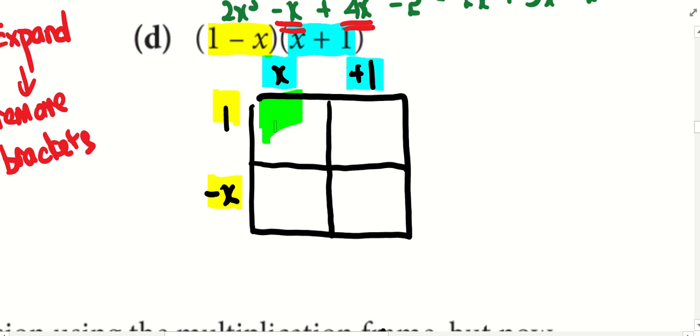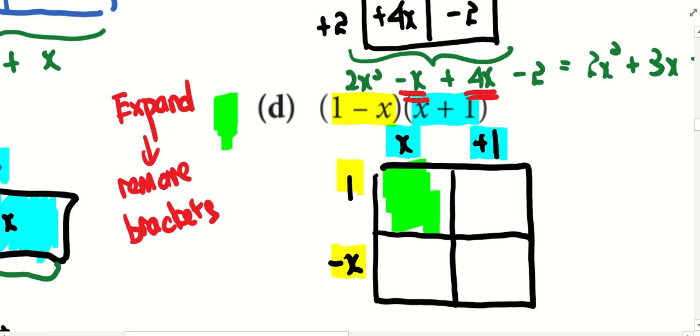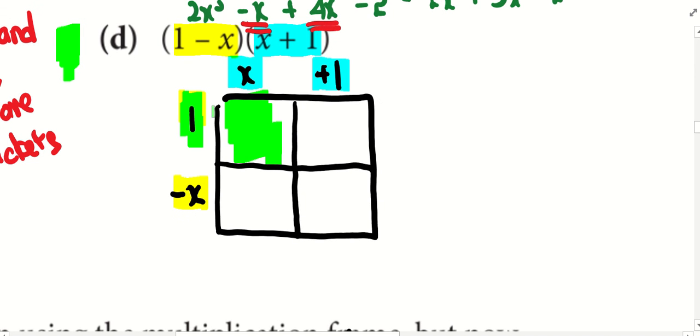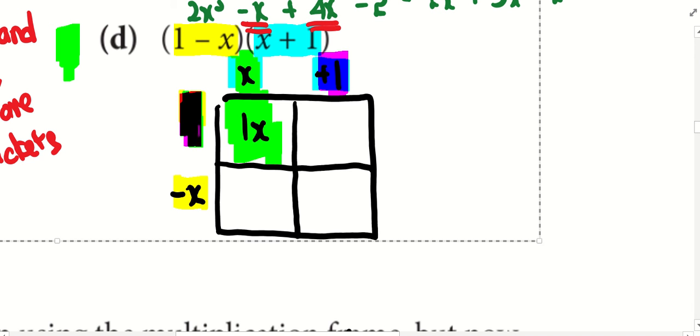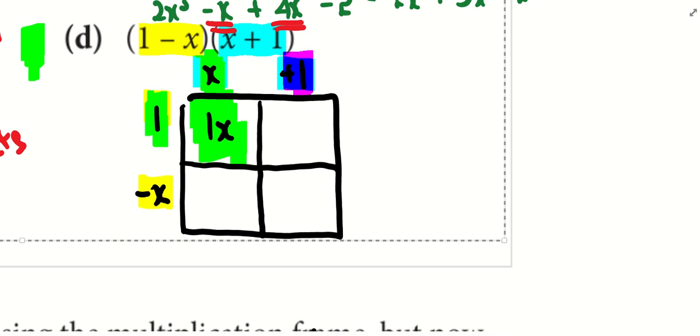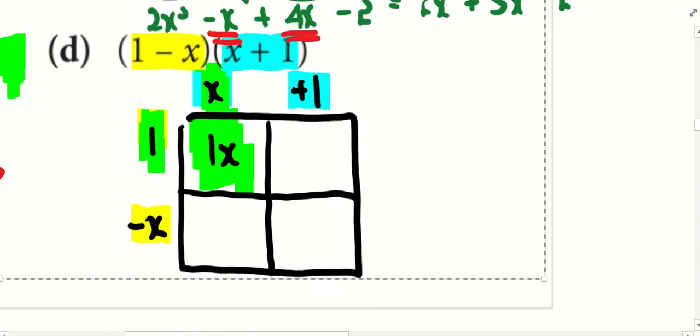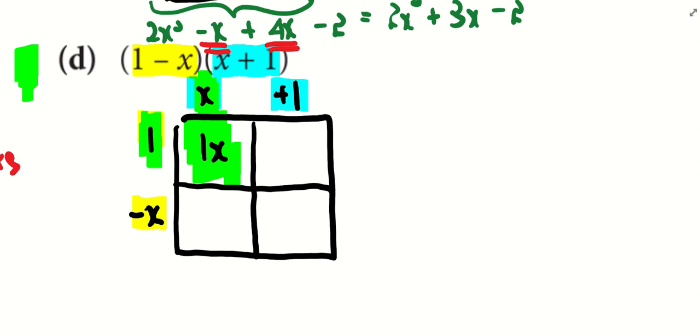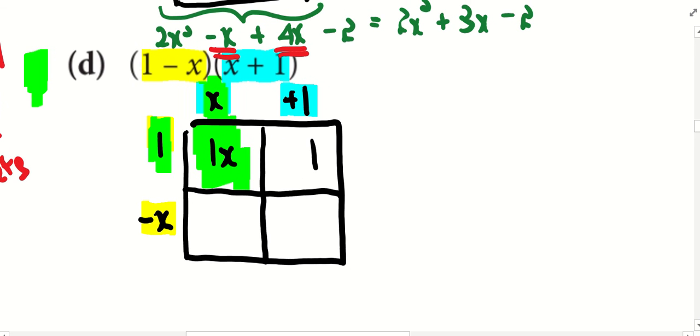First box, okay, 1 multiplied by x. So you will get a 1x. Second box, positive 1, the color too dark. Positive 1 multiplied by a 1. So you have a positive 1 multiplied by a 1, you'll get a positive 1. Okay, you want to write 1 also okay. So I can write 1 as well. Look at the boxes below.